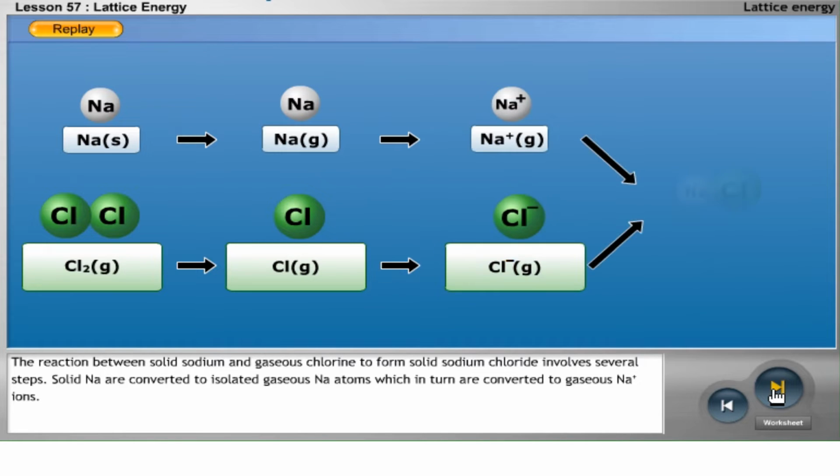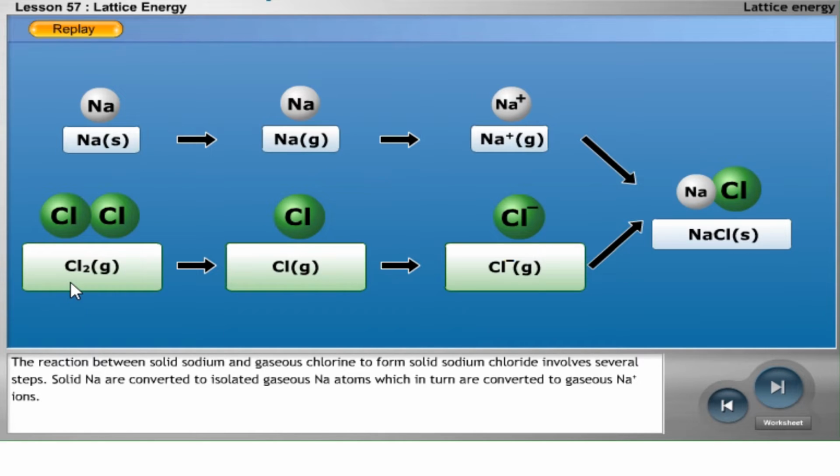The reaction between solid sodium and gaseous chlorine to form solid sodium chloride involves several steps. Solid sodium is converted to isolated gaseous sodium atoms, which in turn are converted to gaseous sodium ions. You can see here, sodium solid converts to sodium gas and then to gaseous sodium ion. And lastly, it forms sodium chloride as a solid.